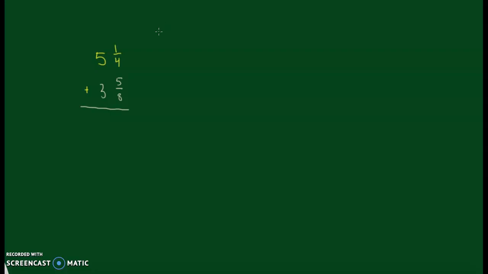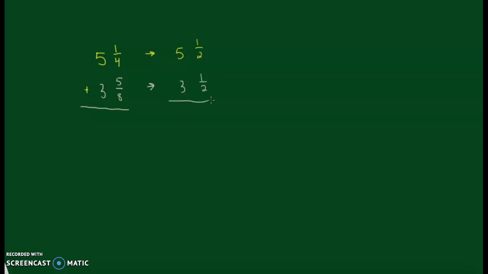In this lesson, we're going to go over 5.3, addition of fractions and mixed numbers. The first sample we're going to do is 5 1/4 plus 3 5/8. And they're going to ask you to come up with an estimate first. So 5 1/4, we're going to say that's close to 5 1/2. And 3 5/8, that's close to 3 1/2.